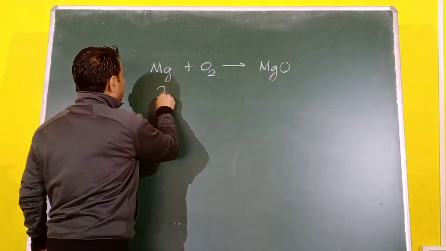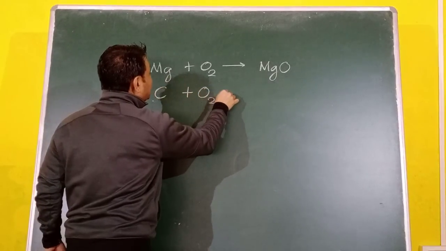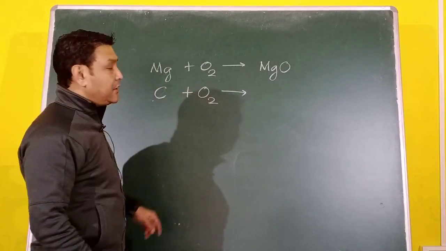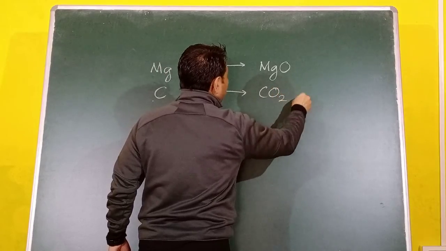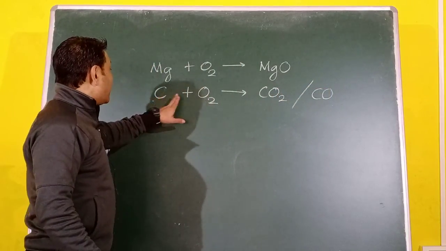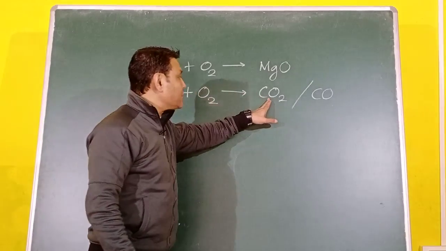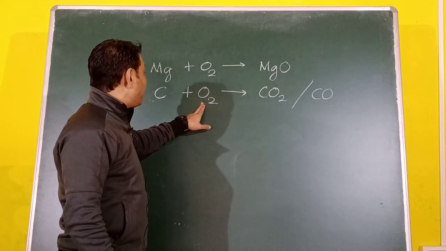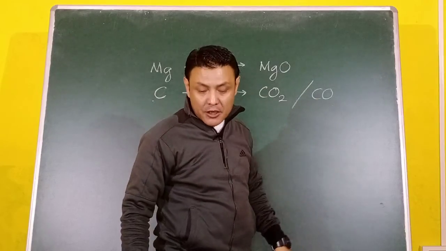Similarly, carbon plus oxygen. Carbon burns, the charcoal burns in oxygen to produce carbon dioxide or carbon monoxide. So if you have a lot of excess of oxygen, then carbon dioxide is formed. If there is deficiency of oxygen when the carbon burns, then it forms carbon monoxide.